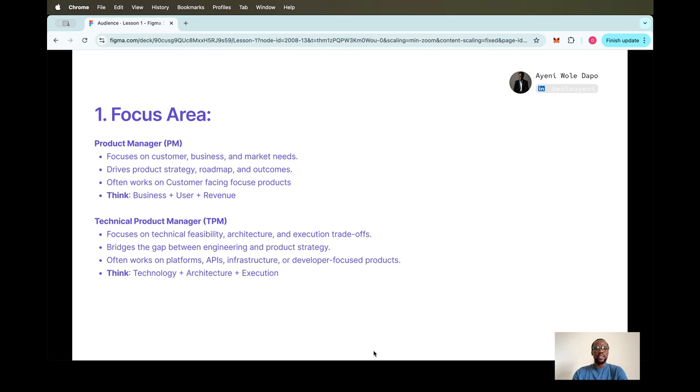While on the other hand, a technical product manager focuses majorly on feasibility and architecture. How do we build this infrastructure? They work closely with engineering teams, development teams, DevOps teams, and data teams. They majorly build platforms. They build APIs. They build infrastructure.